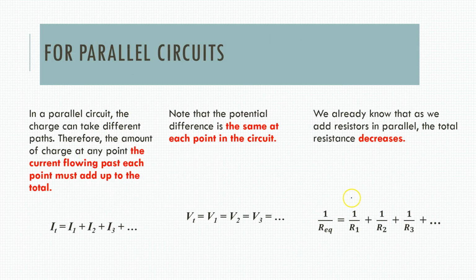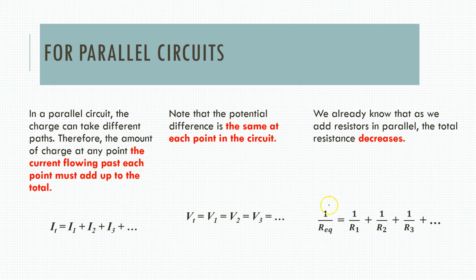Now, what if it's parallel? We just have different formulas for parallel. In a parallel circuit, you know that the charge can take different paths, so the current is not equal to each other like it was in a series circuit. It's all added up together. The current through path 1 plus the current through 2 plus the current through 3, etc. The potential difference, your voltage, is in this case the same throughout. It will be the same at each path in your circuit.